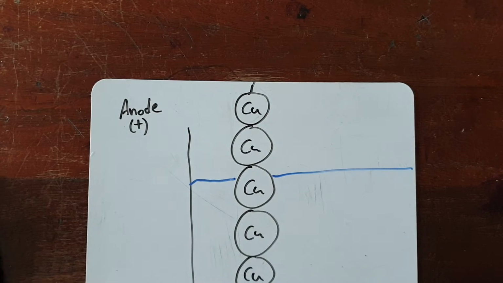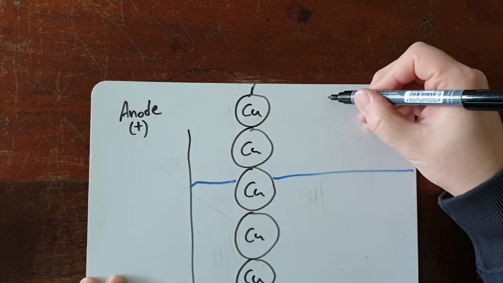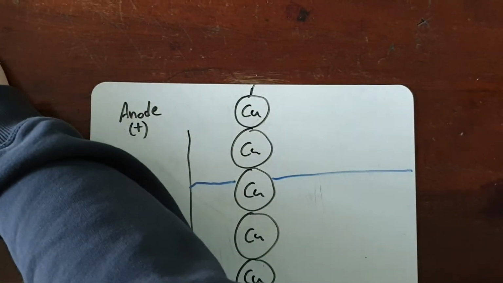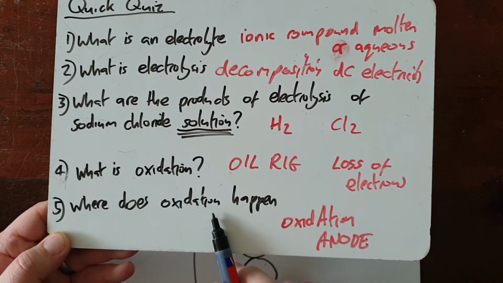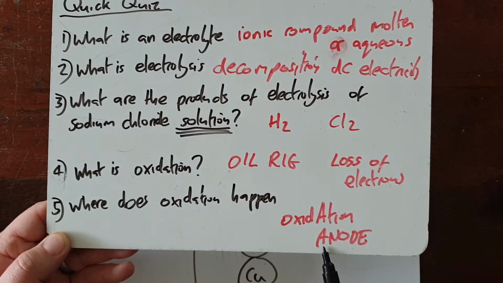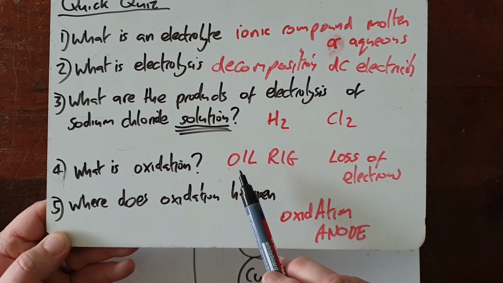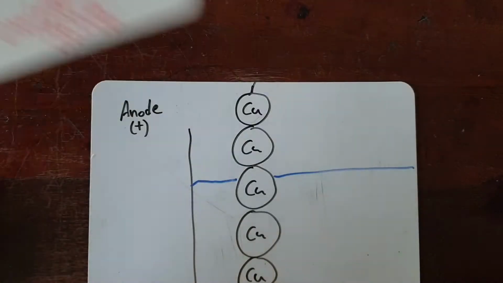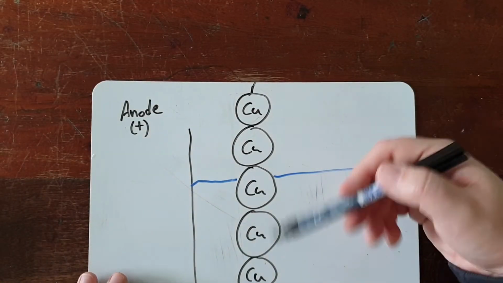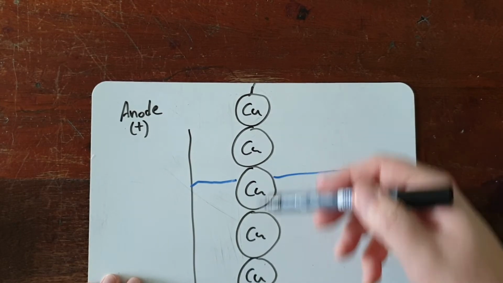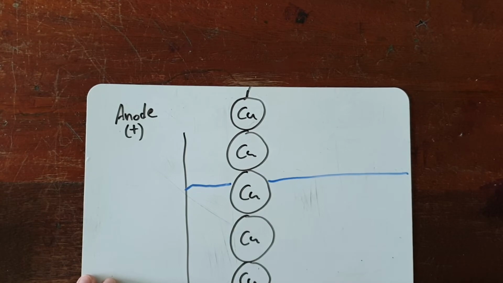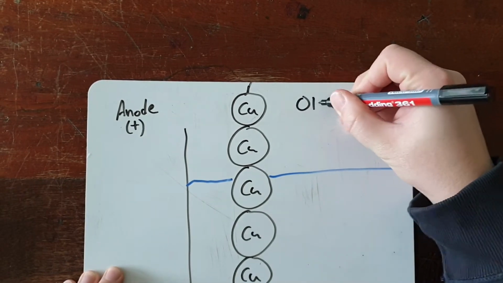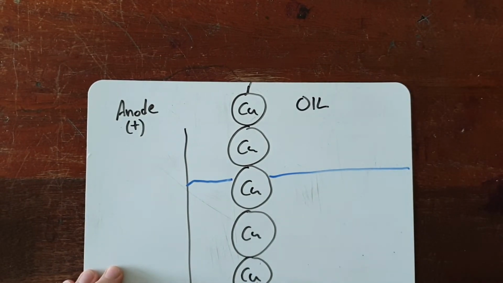Right, what happens at the anode? Remember, we talked about this in the quick quiz. Question 5, where does oxidation happen? Oxidation happens at the anode. And what is oxidation? Oxidation is loss of electrons. If this was graphite, this wouldn't happen to the electrode, it would happen to the things in the solution. But because it's copper, it's going to happen to the electrode. So we are going to have oxidation happening. Oxidation is loss, so this is going to be losing electrons. What happens to Cu when it loses electrons?